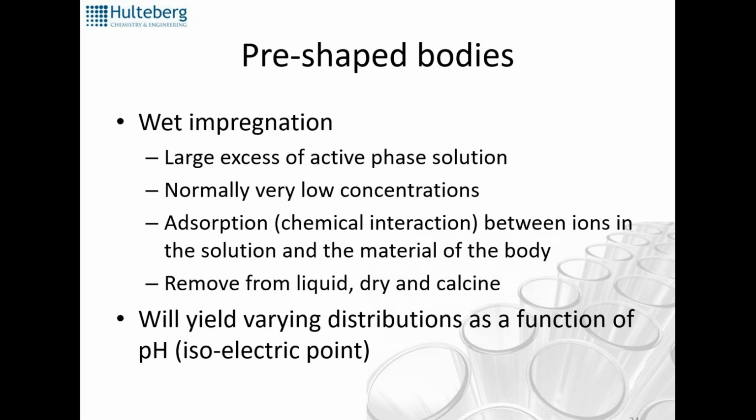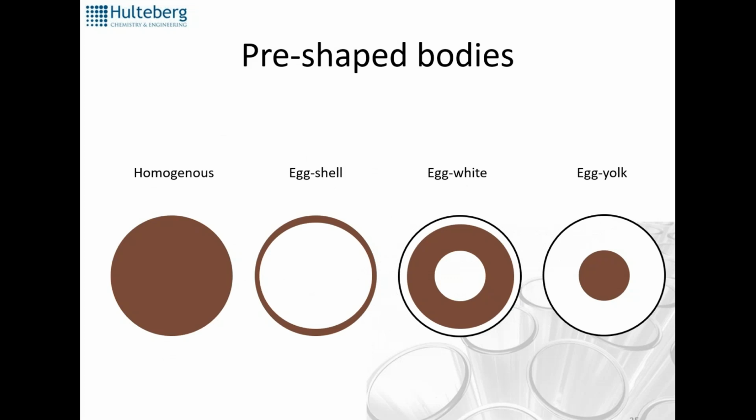And then you can actually do really nice things. You can vary the distribution of the material depending on the pH of the solution, and you can control how strong the adsorption will be, because if you have a very strong adsorption, you will only have a thin layer of adsorption, and you can do all different sorts of tricks to also control it in other ways. So then you can end up with homogeneous distribution.